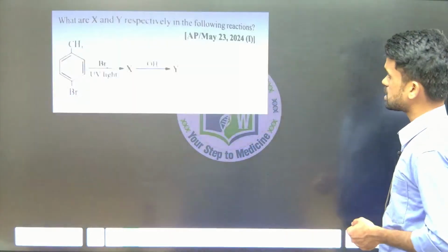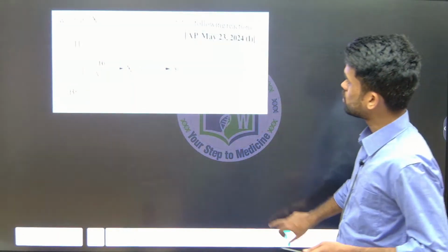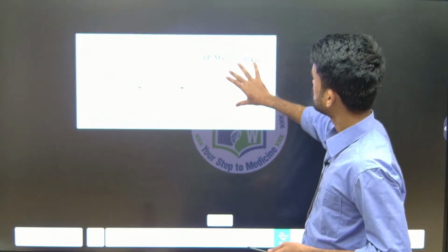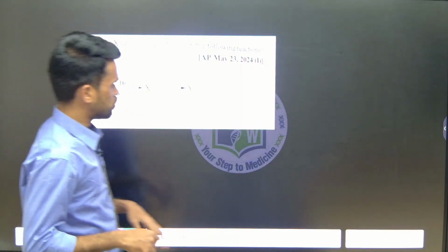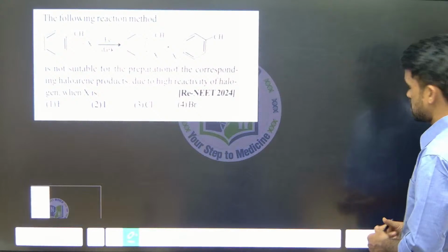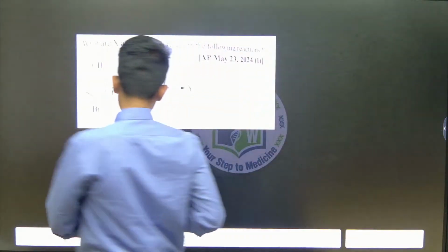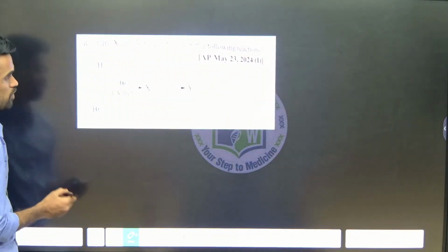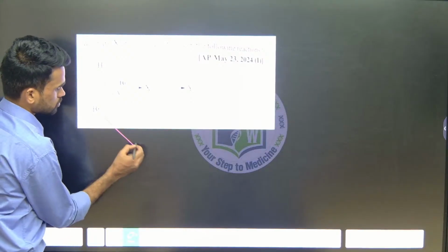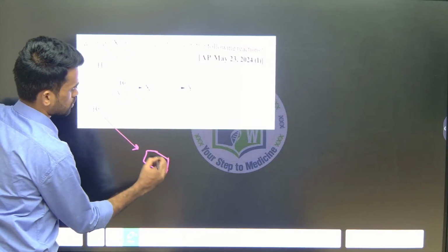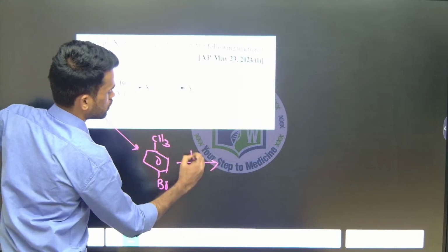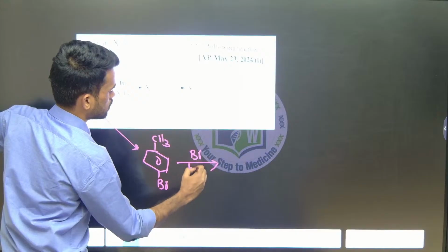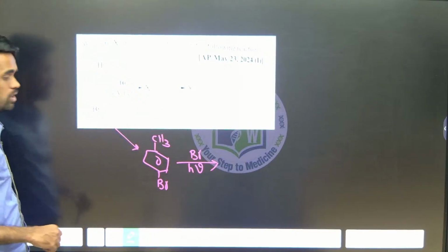The next we have, look at this, what they are saying: identify X and Y respectively in the following reaction. Yeah, so we need to answer this question based on the options. If there is no option, what I will suggest is just follow me here. CH3 is there, bromine is there. Bromine under sunlight, UV light. Now what happens, tell me?